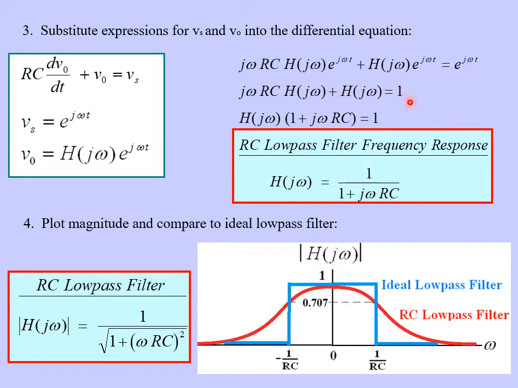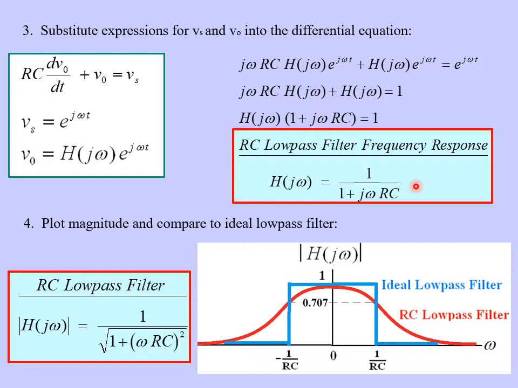And remember what we're trying to do here is solve for H, the frequency response. So notice there's an H in both of these terms, so let's factor out an H. So we have H of j omega multiplied by, in parentheses, 1, which is this term here, plus j omega RC, which is this first term here, and that all is equal to 1. And finally, we can divide by all the stuff in the parentheses, and we get our RC low-pass filter frequency response. H of j omega is equal to 1 over 1 plus j omega RC.